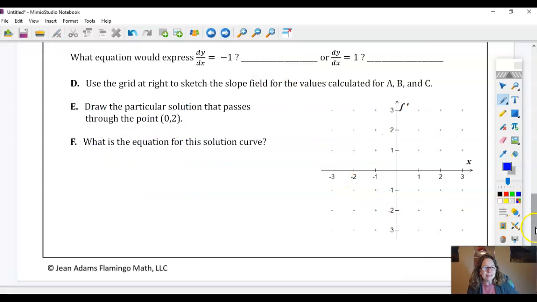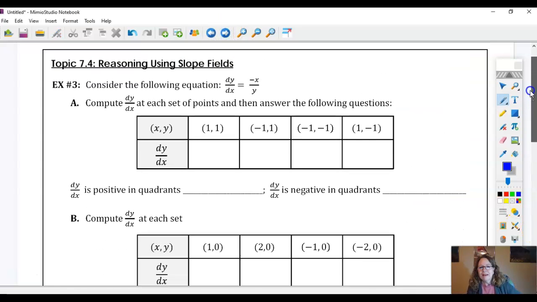Let's talk about reasoning with slope fields and really just trying to understand what's going on. So we want to compute the slope at these different points. So at 1, 1, we'll have -1. We'll have +1, looks like a -1, and then a +1. So dy/dx is going to be positive in, looks like, quadrant 2 and quadrant 4, and we're going to be negative in quadrant 1 and quadrant 3.